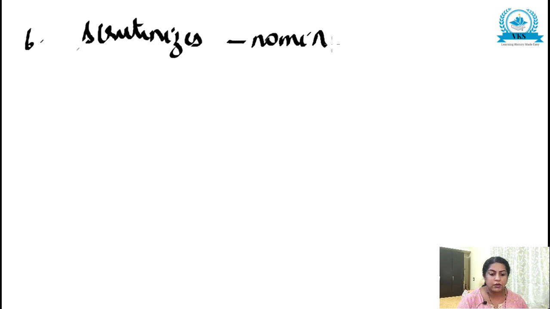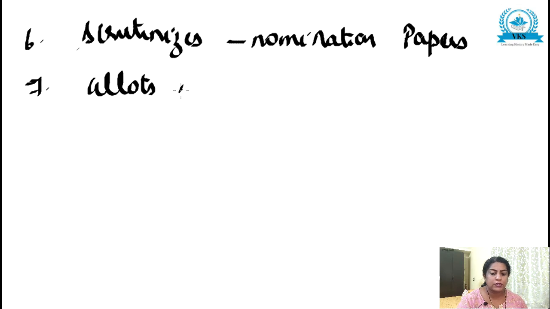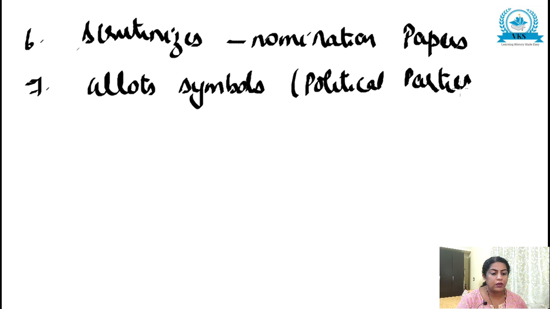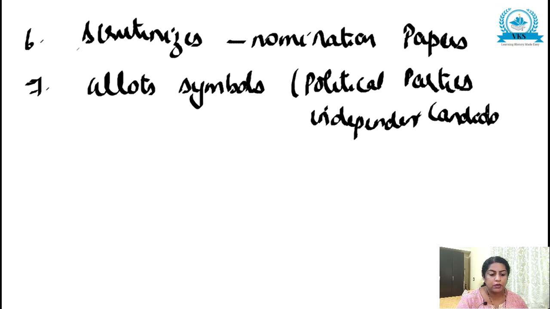Now the sixth function of the Election Commission: it scrutinizes the nomination papers. When the nomination papers are submitted, the Election Commission scrutinizes them. Now the seventh one: it allots symbols to the political parties, and also to independent candidates. Both the political parties and candidates need symbols, so those symbols are also allotted by the Election Commission. So it scrutinizes nomination papers, and it allots symbols to political parties as well as independent candidates.